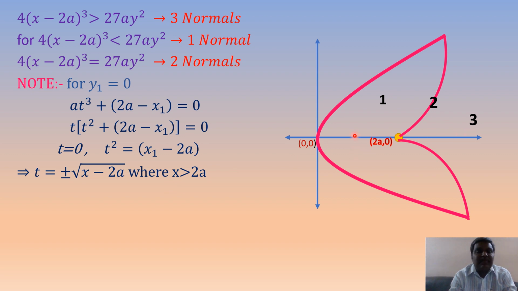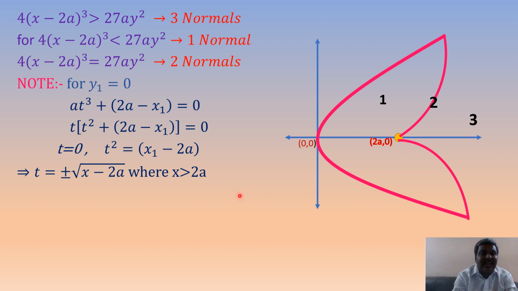Some of the students may take x1 comma y1 as any point. If x1 greater than 2a, 3 normals can be drawn. That is wrong. Your x1 comma y1 must and should lie on the axis of the parabola. What is the axis here? For y square equal to 4ax, the x-axis is your axis. On the x-axis, y will be 0. At that time, your point x1 comma y1 lies on the x-axis, that is y1 is equal to 0. Your point is on the axis of the parabola.